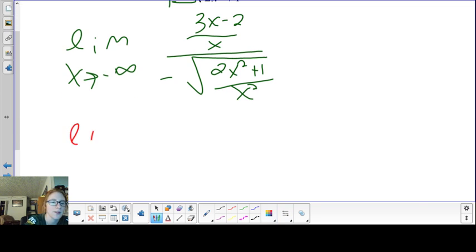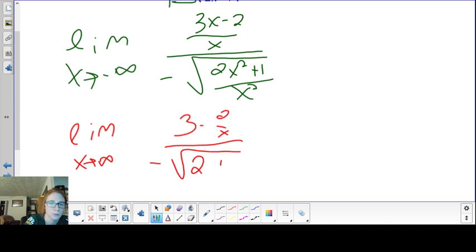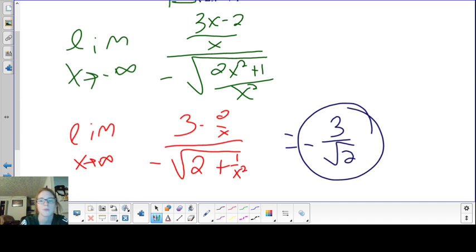So when I simplify that down, I get 3 minus 2 over x over negative square root of 2 plus 1 over x squared. And then my final answer here is 3 over the square root of 2, and that's going to be negative. So if you want to put the negative on the bottom, you can. If you want to put it off to the side, like I just did, you can. If you want to bring it top, you can. It doesn't matter. The whole thing's just negative.